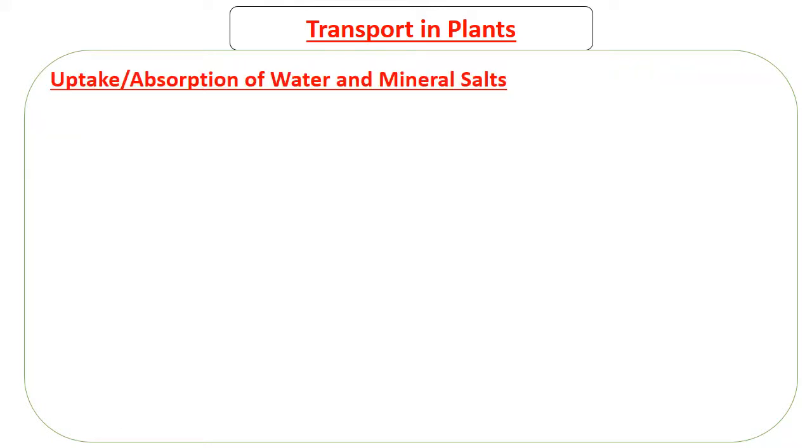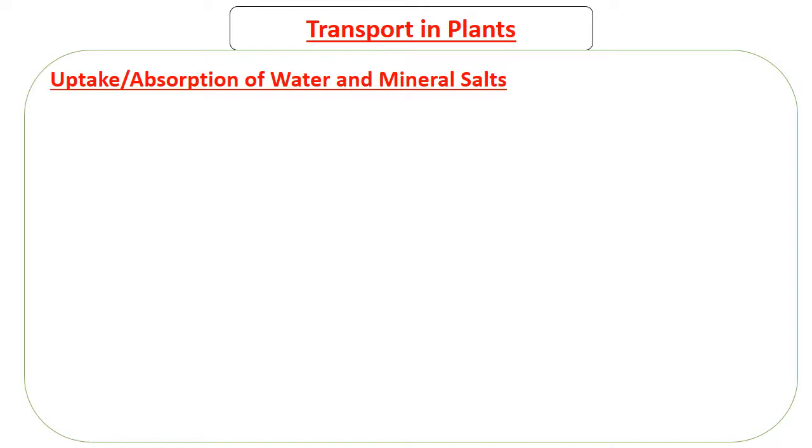So now that we have studied the physical structure of the vascular tissues, we're going to take a look at how water and other substances such as mineral salts actually move in the vascular system. So we'll start with uptake or absorption of water and mineral salts.